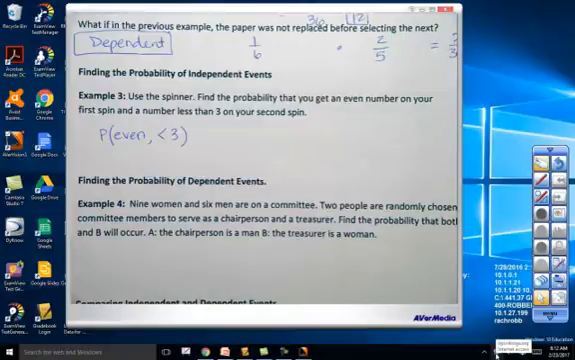So to get this, first of all, think about, are these events independent or dependent? So Elliot, do you think that getting even on your first spin and then a number less than 3 on your second spin are independent or dependent events? Independent. Why? Good. The second spin doesn't rely on the first spin. You could spin it all day long. They're never going to affect the next one, technically.